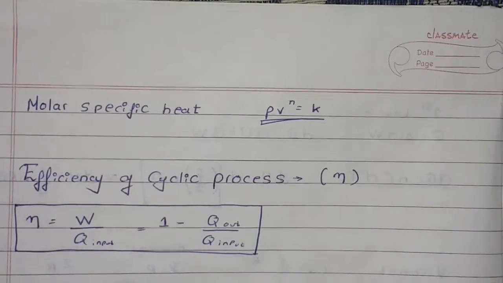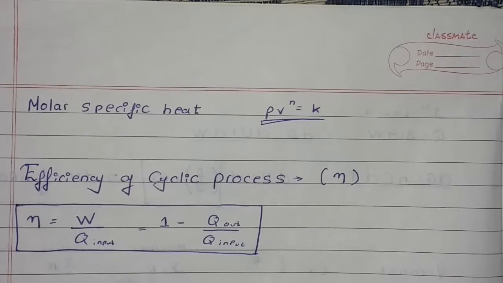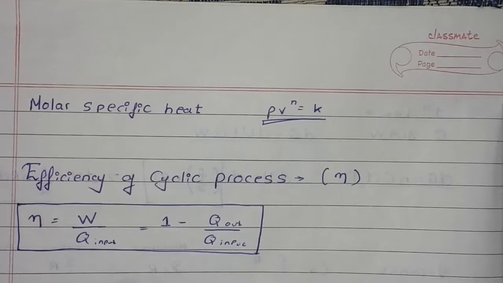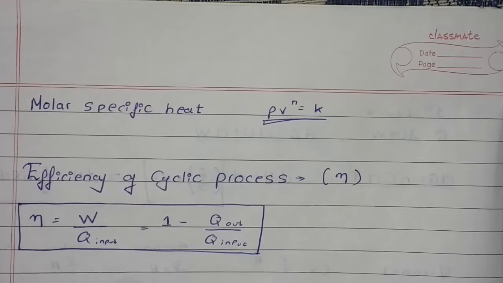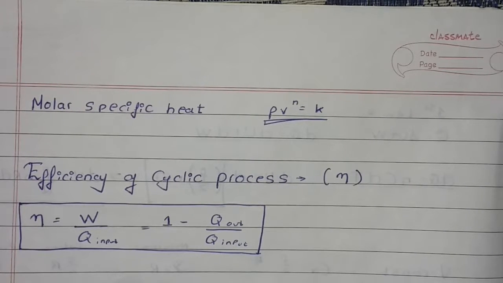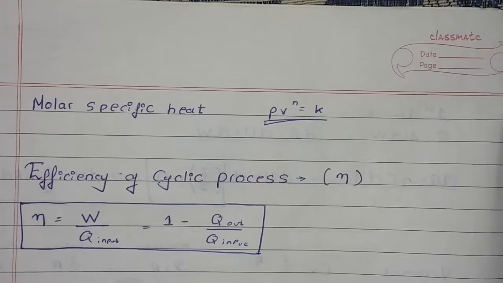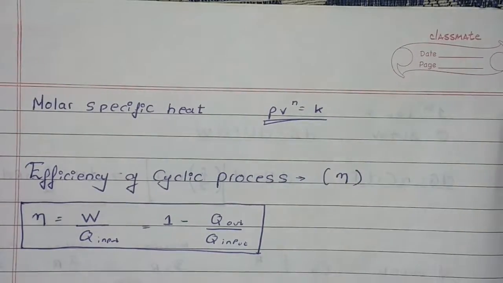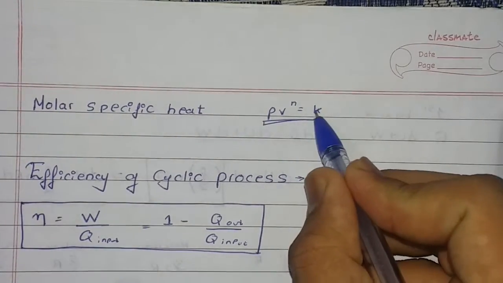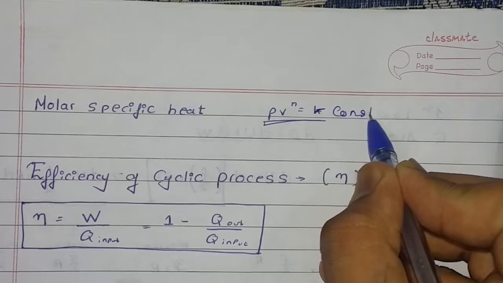So guys, we are on our last part, that is the molar specific heat. What does this say? Molar specific heat. You must have heard this at the beginning, in my last video. In this, PV to the power n equals k, where k is the constant. I didn't write constant. PV to the power n equals constant.